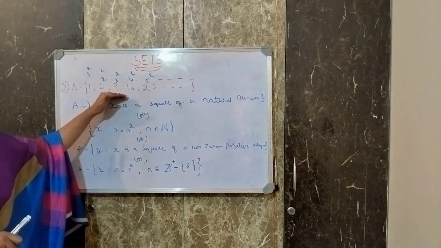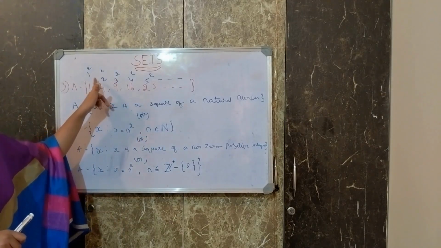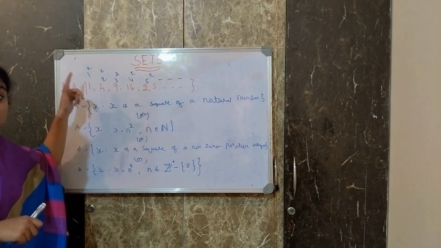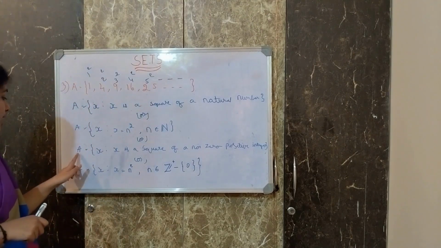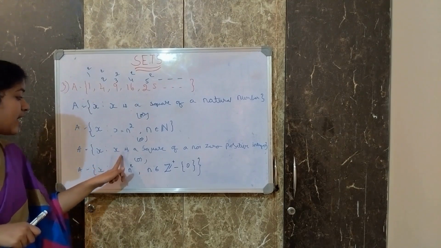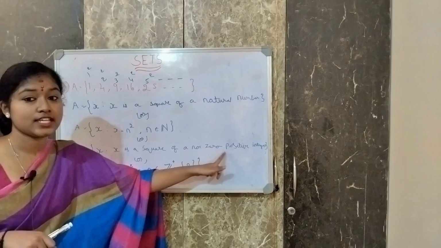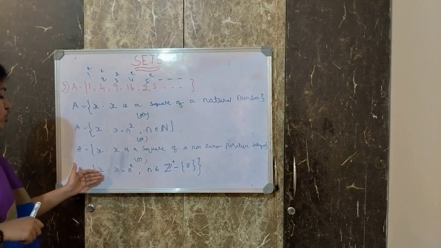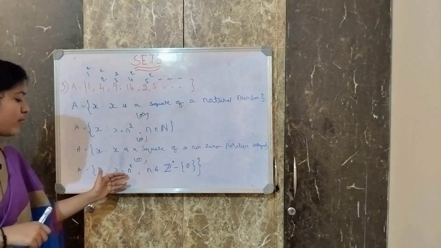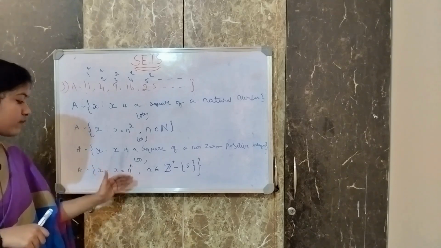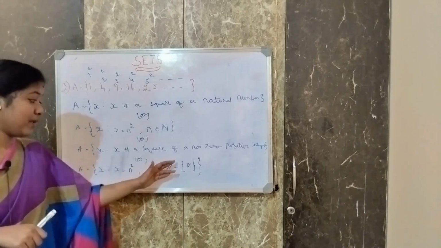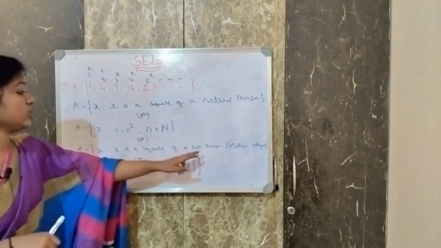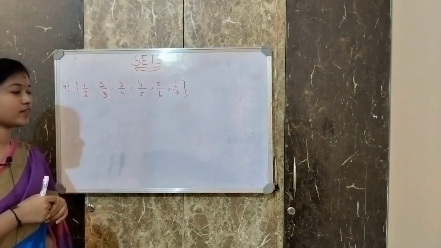If we observe this, all these are nothing but positive integers, non-zero positive integers, because 0 is not included. So we can write it as A equal to x such that x is a square of non-zero positive integers. Or we can also write it as A equal to the set of all x such that x equal to n square, where n belongs to Z plus. This denotes the positive integers minus 0 because it is a non-zero positive integer.